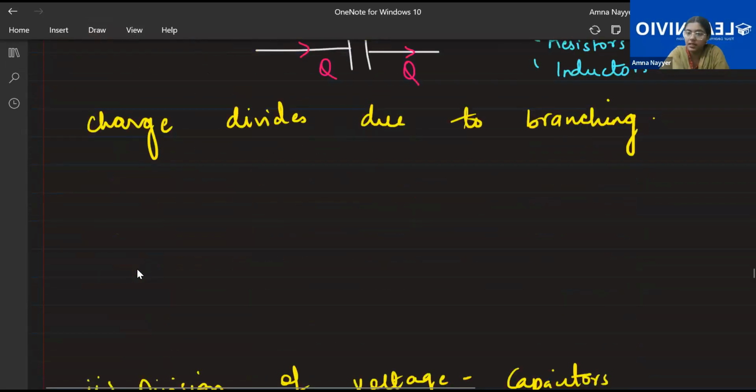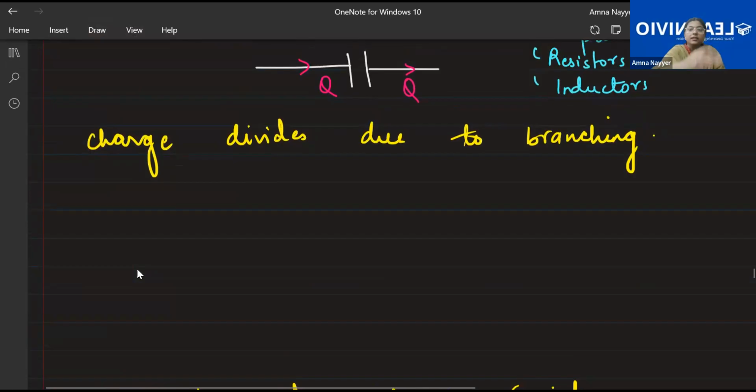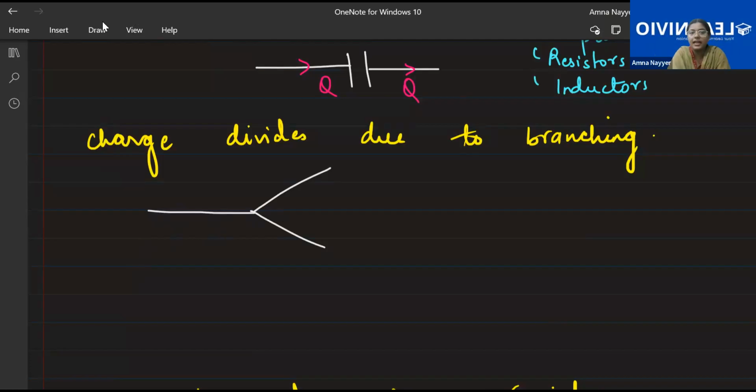Only on branching. Branching means when from one wire, two segments are being drawn out. It's not the bending of wire. You are putting another wire and adding a branch of it. So like this, if you have a wire like this.